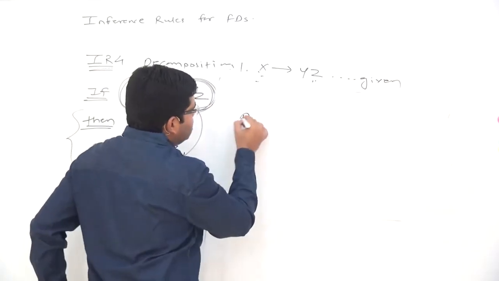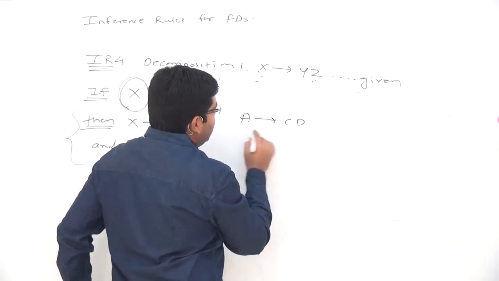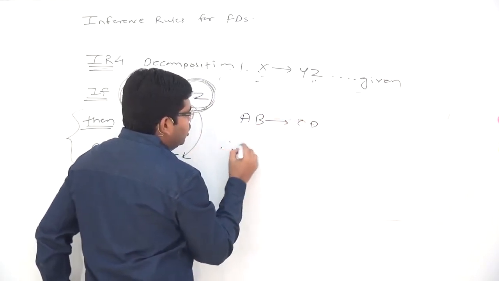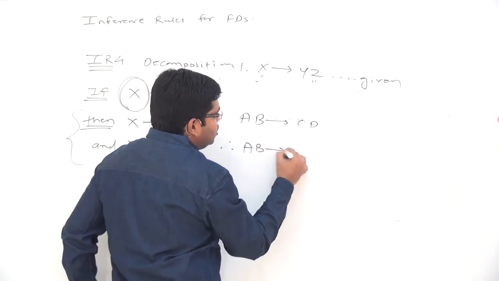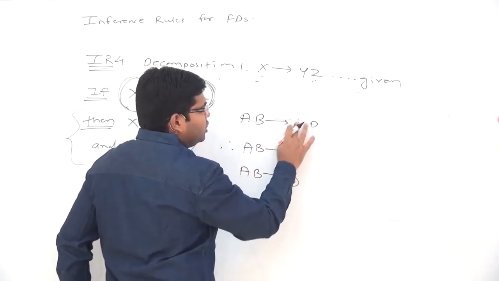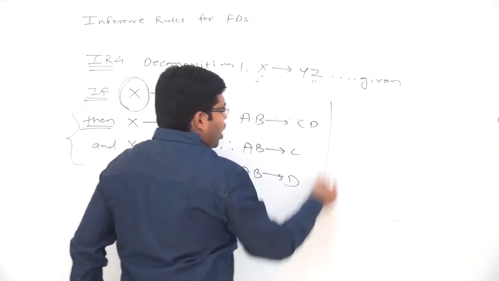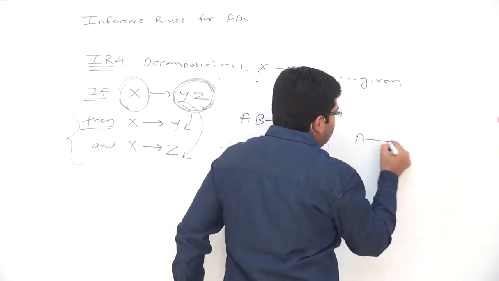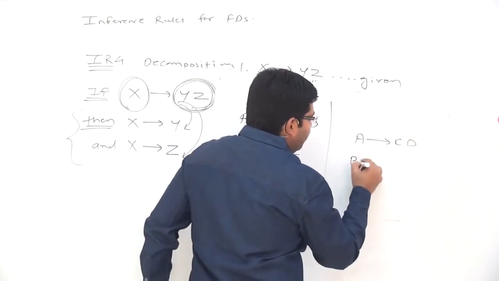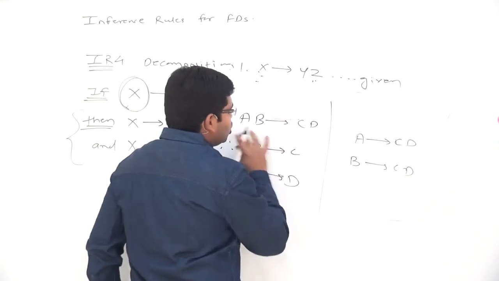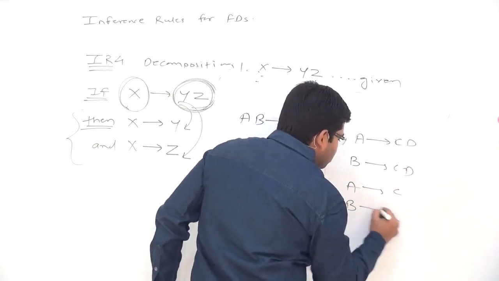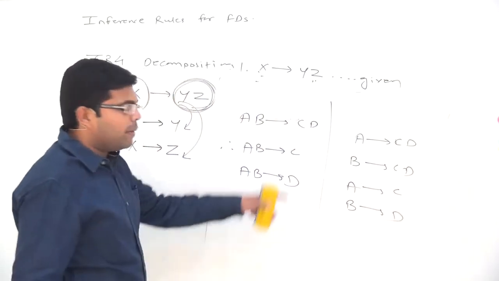If you have A gives CD, or AB gives CD, therefore you can always write down AB gives C as well as AB gives D, because we are decomposing the right hand side. However, you cannot write down A gives CD and B gives CD. You can also not write down A gives C or something like this, B gives D. All of them are incorrect.